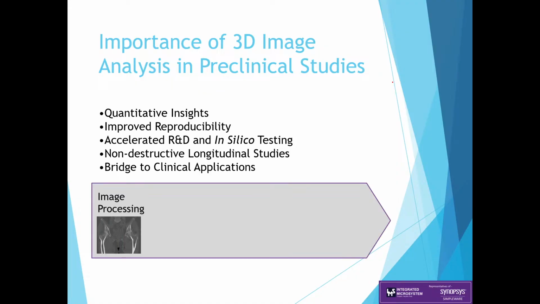Now, the basic workflow in 3D image analysis, specifically for medical images in preclinical studies, is, first of all, we take a basic CT or MRI dataset. Once the dataset has been taken, we check whether it has proper brightness and contrast or not. Once that is satisfactory, we move on to the next part, the segmentation.